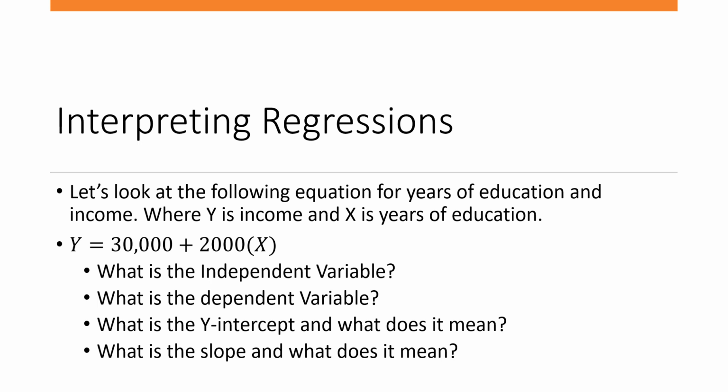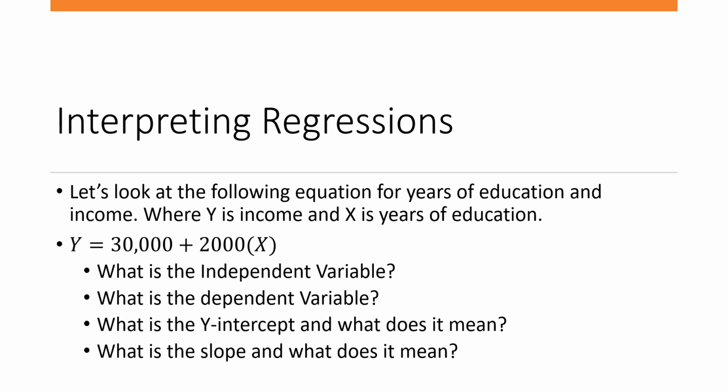So let's practice interpreting some regression. Let's look at the following equation for years of education and income, where y is income and x is years of education. We have y, again income, is going to be equal to 30,000, our constant or a, plus 2,000 times x, where 2,000 is our slope, or b, and x is our independent variable. So again, y is the dependent variable, and 30,000 is a, our constant or y-intercept. This is where your income would be if you had 0 years of education.